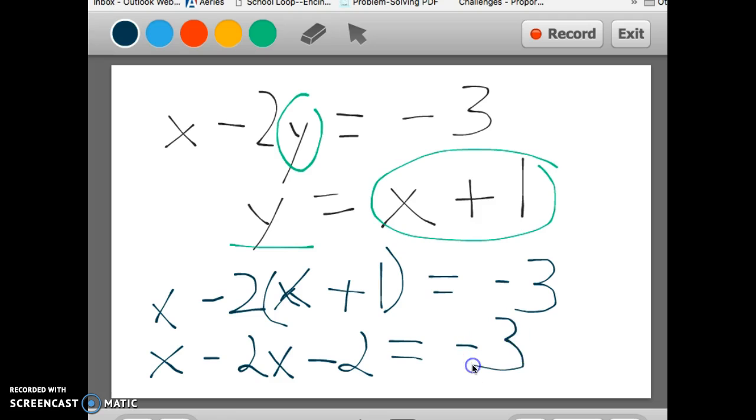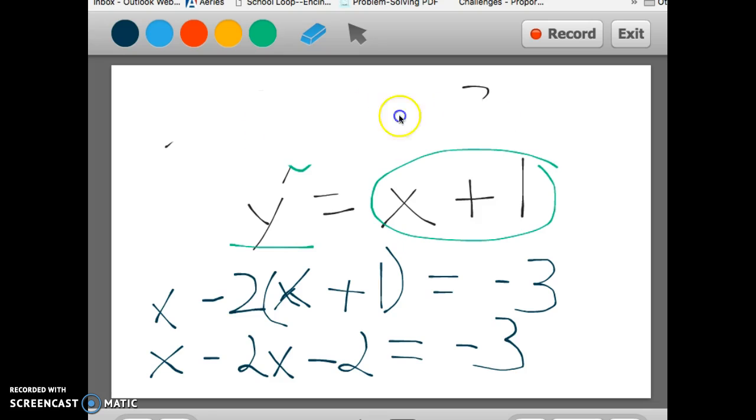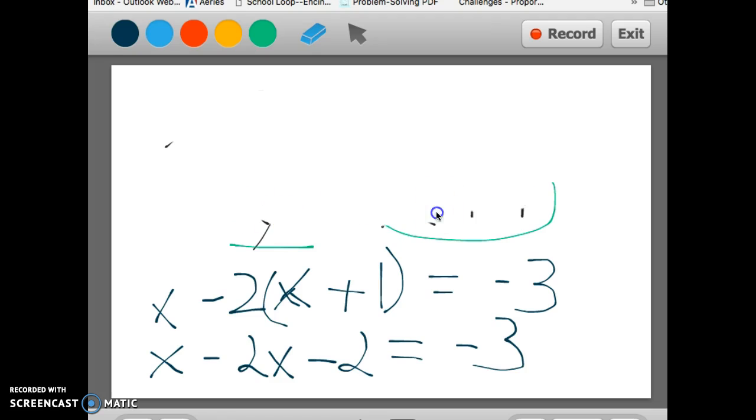equals negative 3. I'm going to erase what I have on top here, so I've just got extra room, and I'll continue the problem up there. I can combine these terms on the left, right? So x minus 2x is negative x, and 1 minus 2 is negative 1. Then add the 2 to both sides, and you get equals negative 3 plus 2, which is negative 1. Now, if negative x equals negative 1, it follows that positive x equals positive 1.